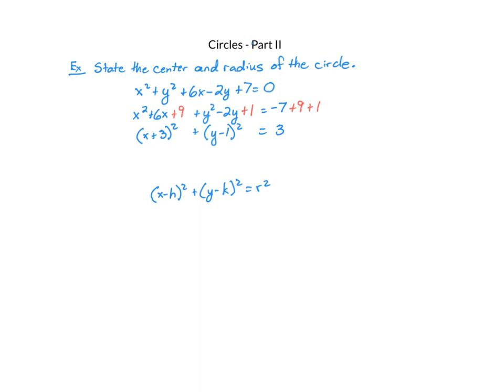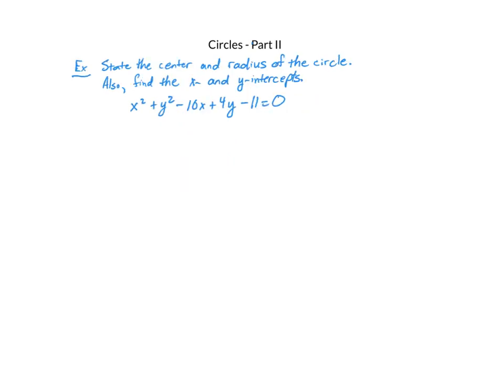So let me erase this down here. I don't need this anymore. And I can just state the center and radius. My center is -3, 1, and my radius is equal to the square root of 3. And I can't simplify the square root of 3, so this problem is complete.